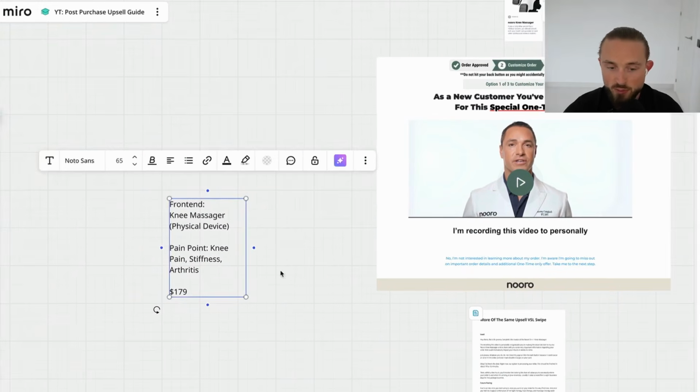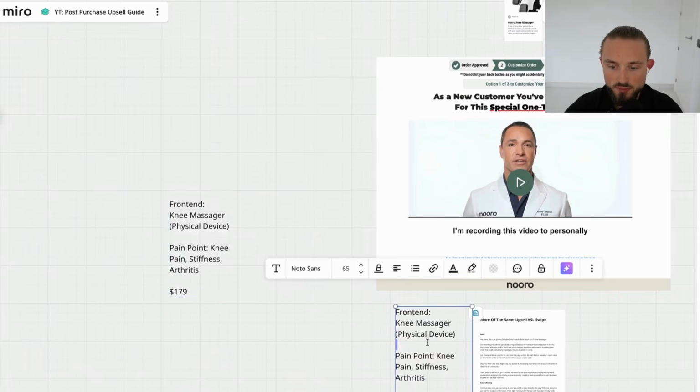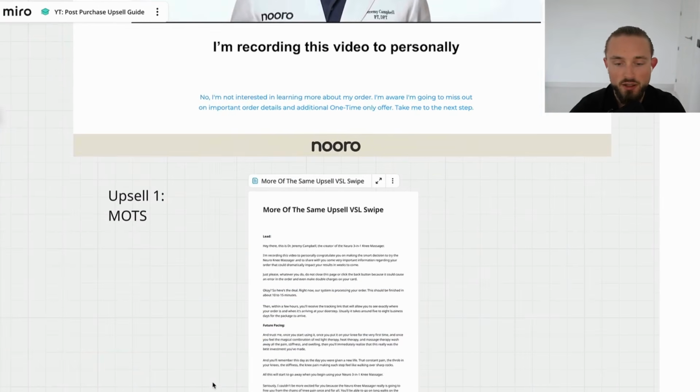Now, what is the first upsell? The first upsell is actually a more of the same upsell, right? So essentially the upsell is a more of the same, right? So on the front end, they buy one of these, and then the first upsell is saying, hey, you're going to love it. It's amazing. Now take another one for your friends, family, yada, yada, yada, right?